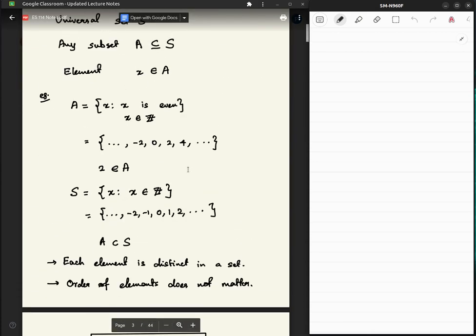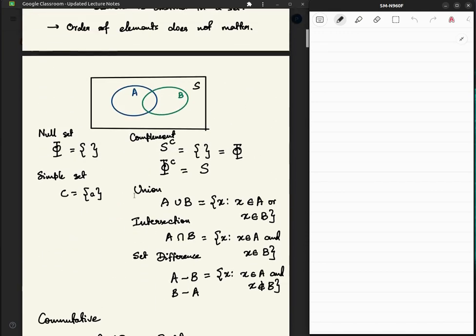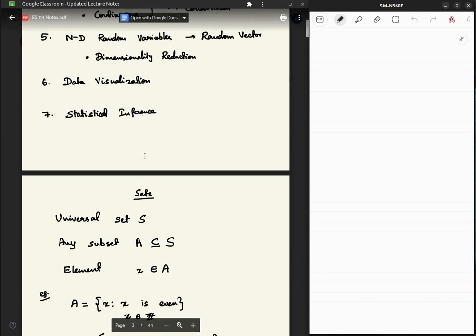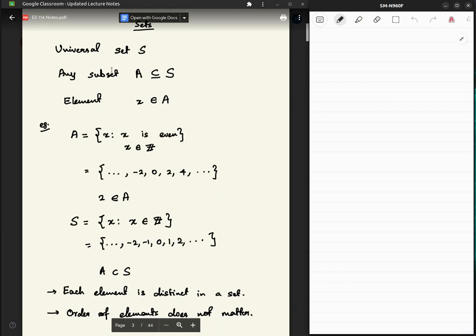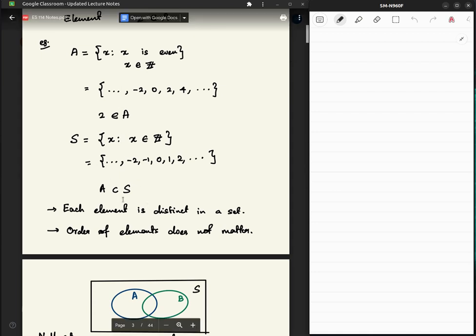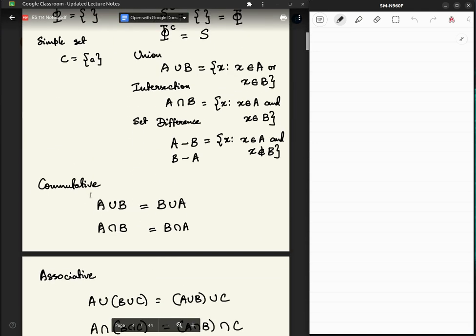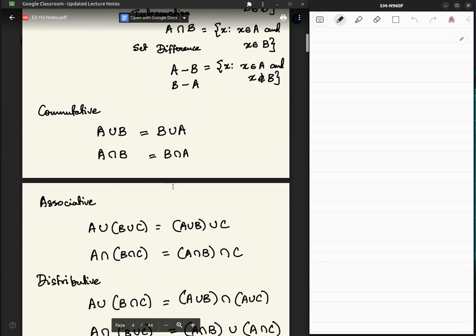Contents, I don't need to look at that. What is this? Set theory? No need. We pretty much know everything about it. But okay, fine. We'll still read through it. Universal set, we know. Any subset, fine. It's just notation. First of all, it's just notation. Okay. Proper subset, each element is distinct. Does not matter, whatever. What is this? Null set, complement, simple set, union, fine. Commutative property for unions and intersection, fine.